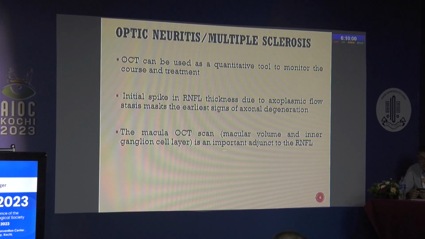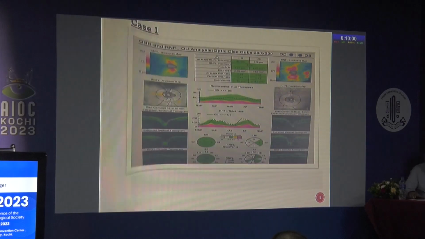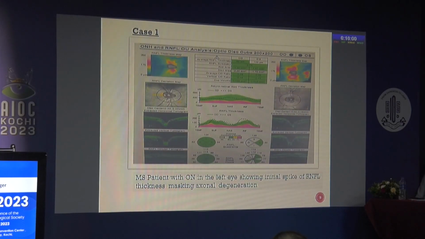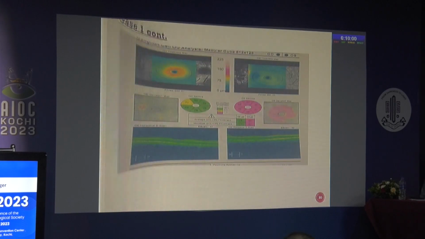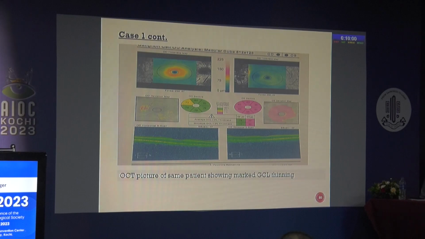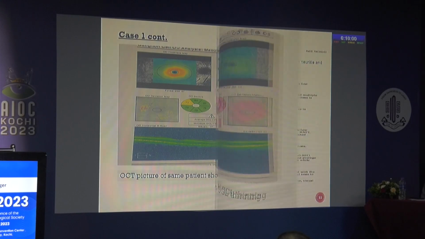So the macular OCT scan is another important adjunct in such situations. Like case 1, this is an MS patient with optic neuritis in the left eye, showing an initial spike of RNFL thickness, which is masking the axonal degeneration. Here we can see the OCT picture of the same patient showing marked GCL thinning. That means axonal degeneration has happened in this patient, which the GCL has shown.